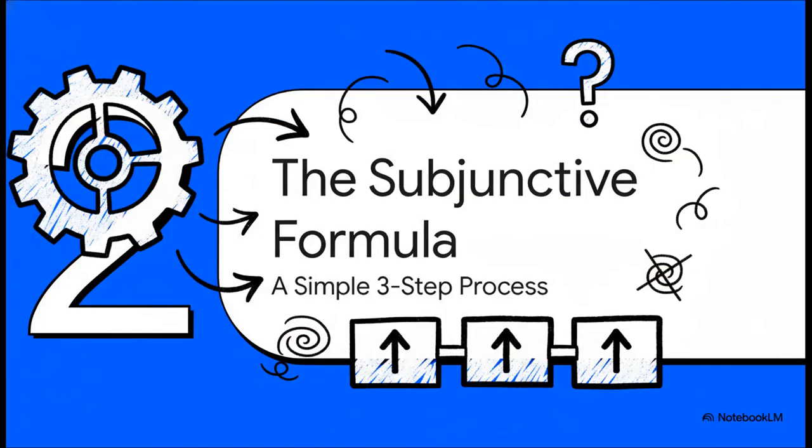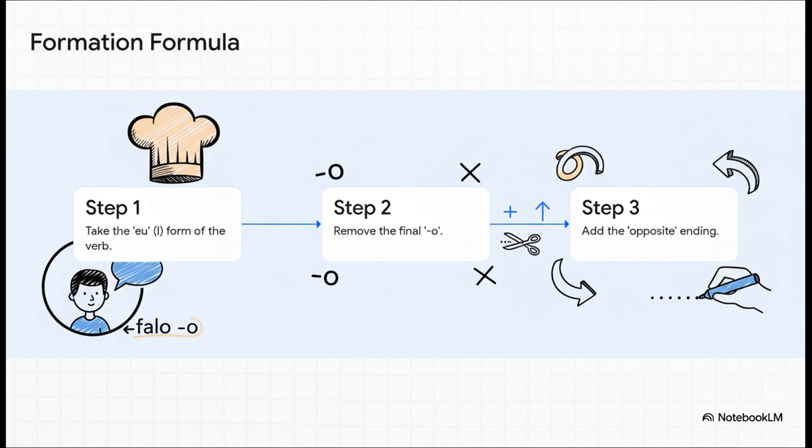So, let's get right into the mechanics. I want you to forget about complicated grammar charts for a minute, because there's a ridiculously simple 3-step formula that lets you form the subjunctive for almost any regular verb. Here it is. It's almost like a recipe. Step 1, you grab the I form of a verb, like falo for I speak. Step 2, you just chop off that final O at the end. And step 3, you stick on what we call the opposite ending.